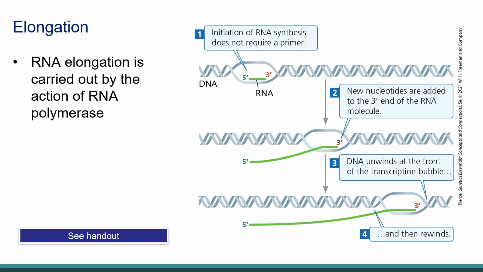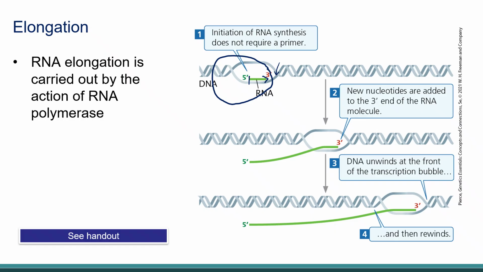So now we're ready to start building our messenger RNA. We have our RNA polymerase bound at our start site, and it's going to begin adding nucleotides in a 5' to 3' direction. And it's going to continue to do that. As it does, RNA polymerase is going to push open this replication fork and expand that replication fork.